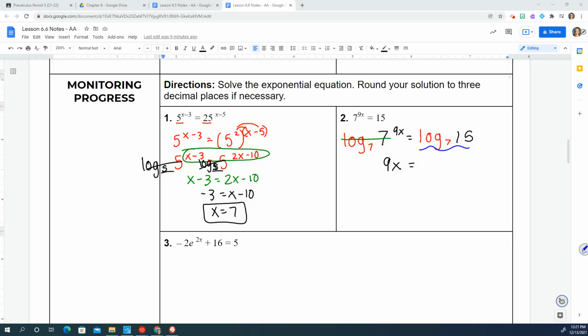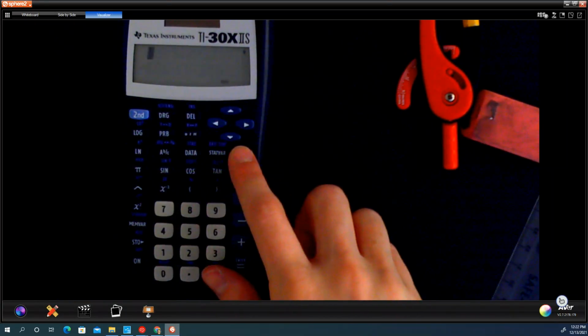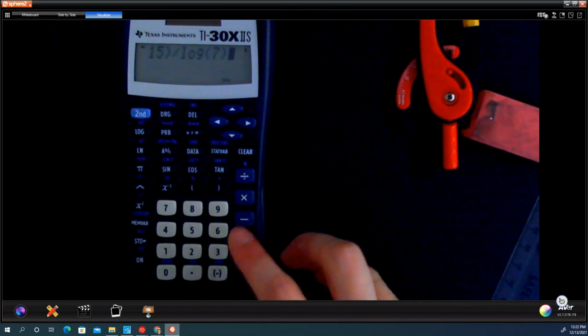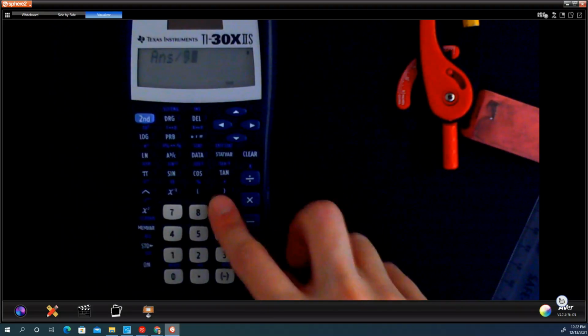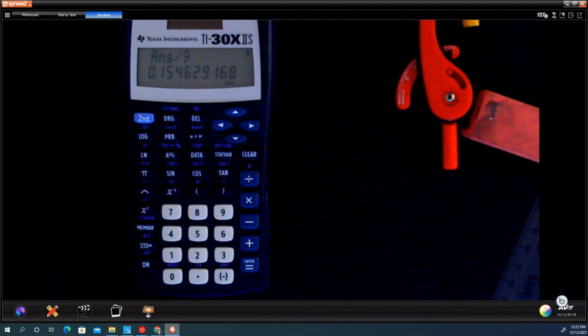Now this over here, I can't do base 7 in my calculator, so I'm going to have to do that little change of base formula. This would be a good one to do in our calculator together. Figure out what that is, and then divide it all by 9. So I'd have to do log of 15, close that, divided by log of 7, base always goes on the bottom. Figure out what that is, then divide that all by 9. And that would be how you got that answer: 0.155.